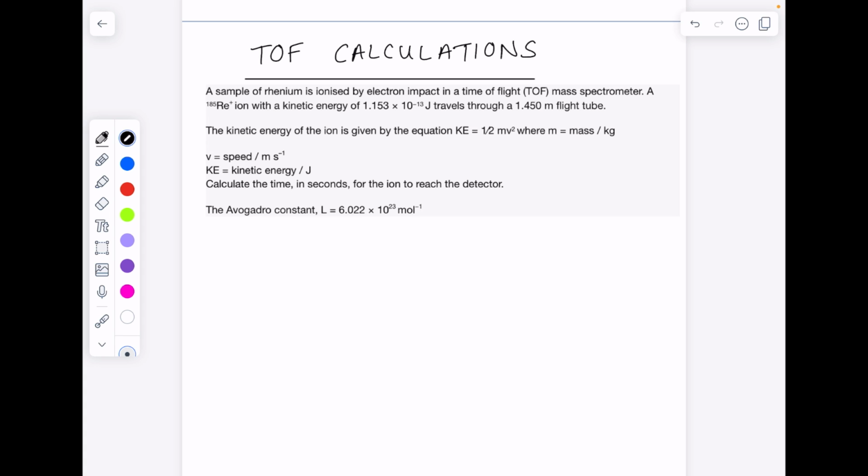A sample of rhenium is ionized by electron impact in a time of flight mass spectrometer. A 185 Re plus ion with kinetic energy this many joules travels through a 1.45 meters flight tube. The kinetic energy of an ion is given by the equation KE equals half mv squared. Calculate the time in seconds for the ion to reach the detector, and we've been given Avogadro's constant. As with all these questions, you do tend to need to use all the information they've provided.